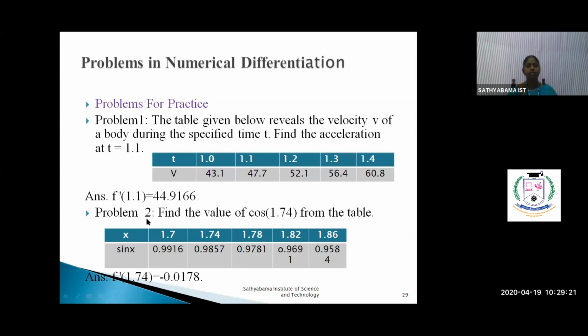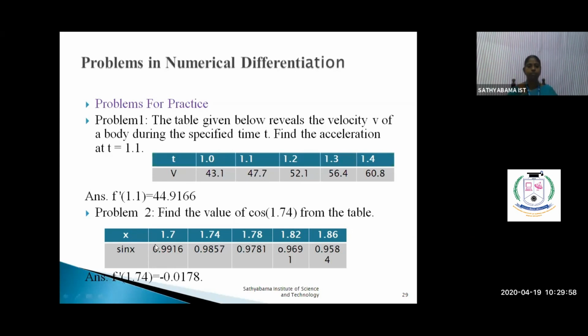And like this, the second problem: find the value of cos of 1.74 from the table. You see the table of x and sin x. Sin x is given. From that, what do we want to find out? Cos x. So how can we find it? You know, the differentiation of sin x is what? Cos x. So differentiation of sin x with respect to x is cos x. So here also you must use the first order derivative formula.